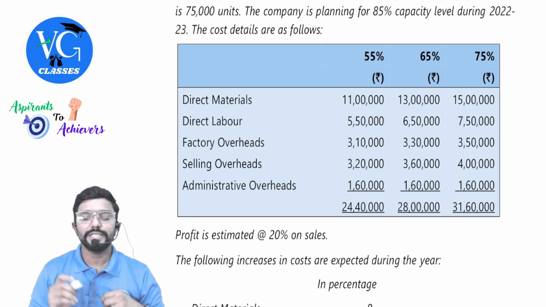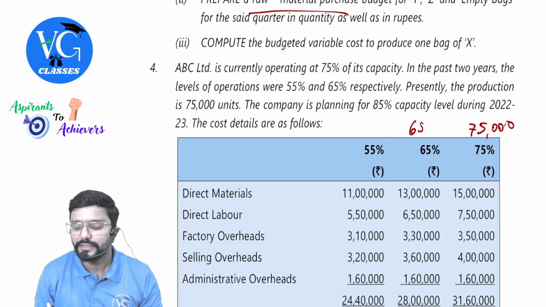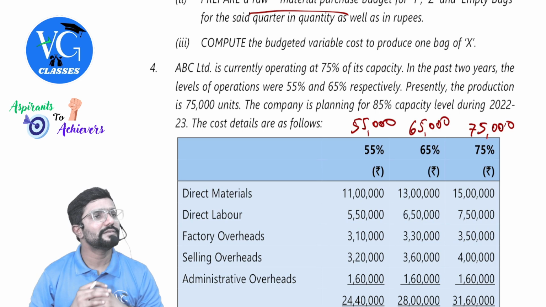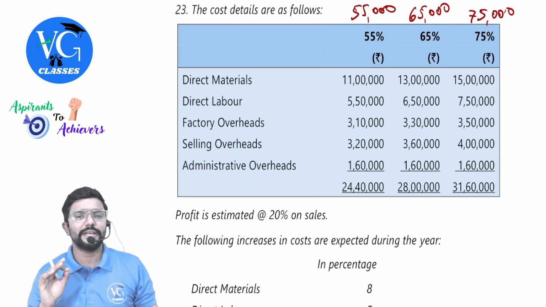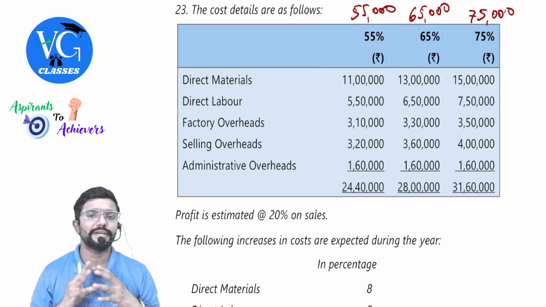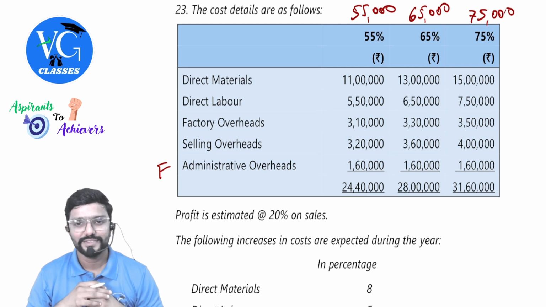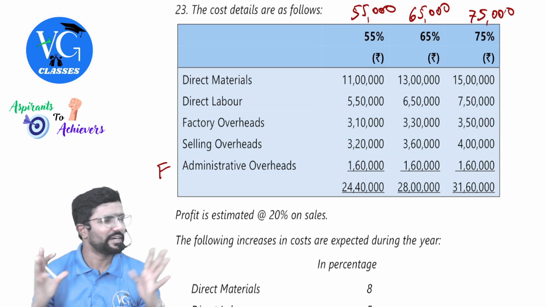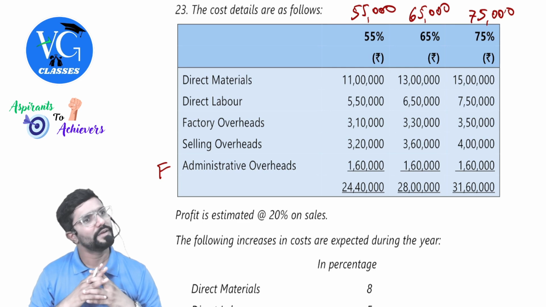Clear? Sir, how will I know? You know the output at each level, right? At 75%, 75,000. Means at 65%, at 55%. Direct material, direct labor, factory overhead, selling overhead, administrative overhead is given. Administrative overhead, at one look I can tell, fixed. Rest we need to check. Direct material, direct labor, for sure it will be variable. I have told you up to prime cost will always be variable.